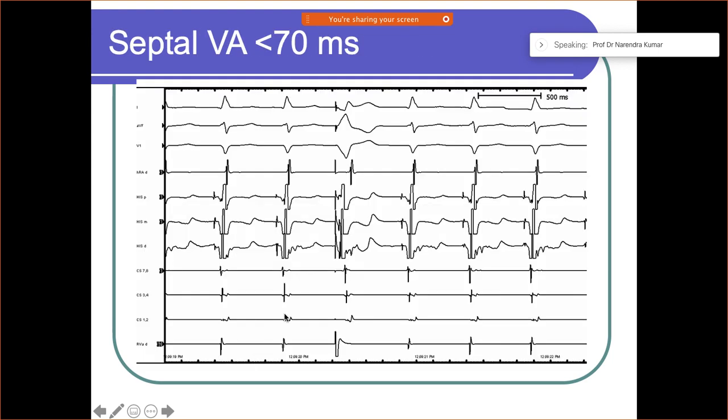So what is happening over here? This is already a tachycardia which is going on with a septal VA interval which is less than 70 milliseconds. So what can you rule out if you get this? Of course, it rules out ORT.